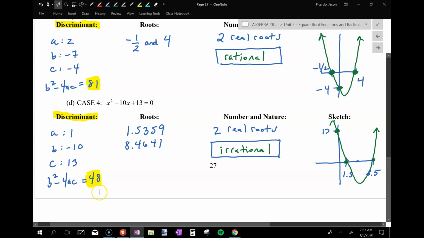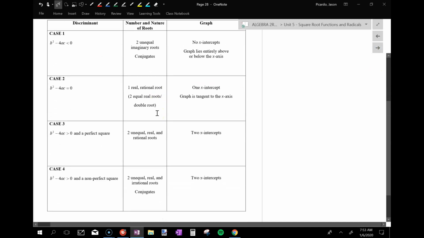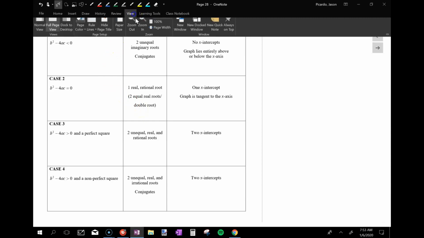No. Now I want you guys to think about the quadratic formula, right? This 81 gets plugged into the quadratic formula, right? And what do you wind up doing? You take the square root of 81, right? And you get 9, which is why you get nice roots. Now, if you put 48 into the quadratic formula, you have the square root of 48, which is not a nice number, right? Which is why you get irrational roots. So here's the connection. Ready? This describes everything that we just did.